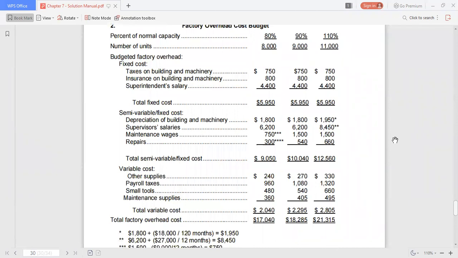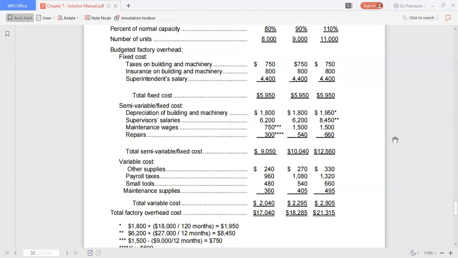So now we have the computations of 1,950, adding 1,800 plus 18,000 divided by 12 months. So we get 1,950 for 6,200 plus 27,000 divided by 12 months. So actually we have 12 months, no, for 18,000 divided by 12 months, not 120 months, it's 12 months.